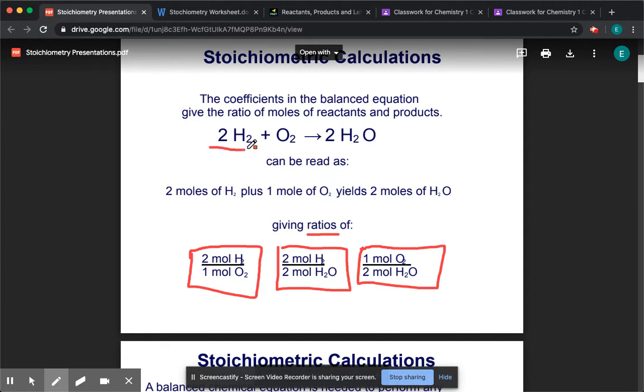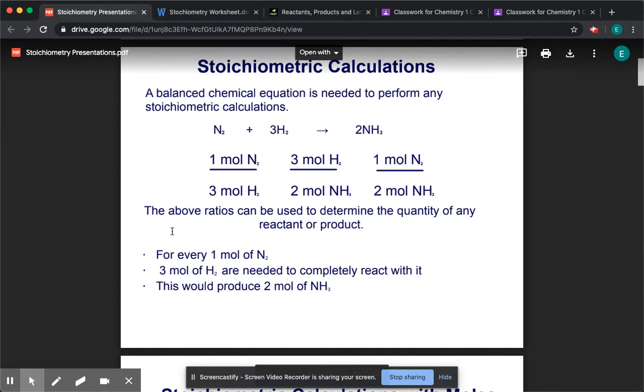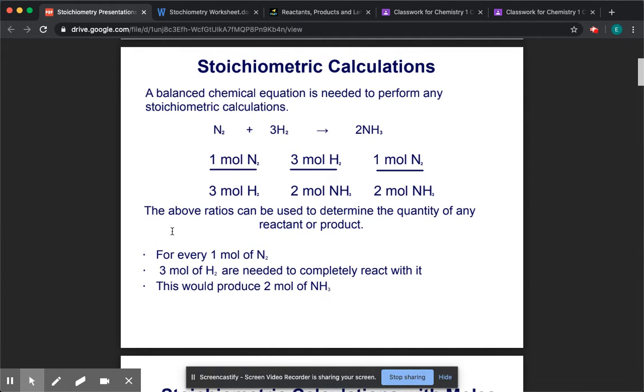So from this one equation, you can get 3 ratios. It's 2 to 1 for hydrogen and oxygen: 2 hydrogens and 1 oxygen. For hydrogen and water, every 2 hydrogens is going to make 2 waters. That's the second ratio. And for the oxygen, every 1 oxygen is going to make 2 waters. These are the 3 ratios that you get from that one equation, and this is what you can use to convert from one to the other. So let's get to an example.